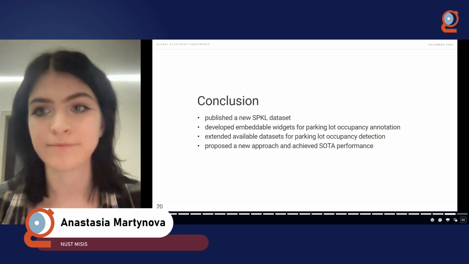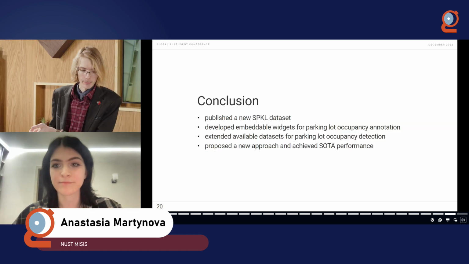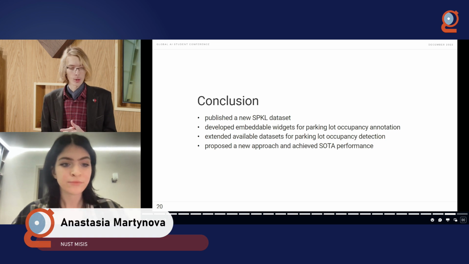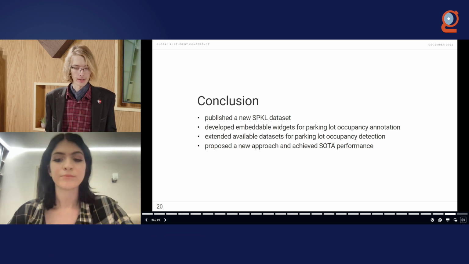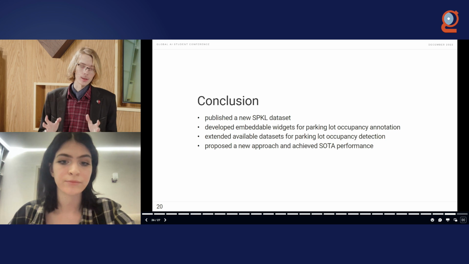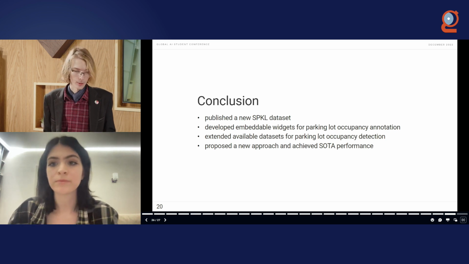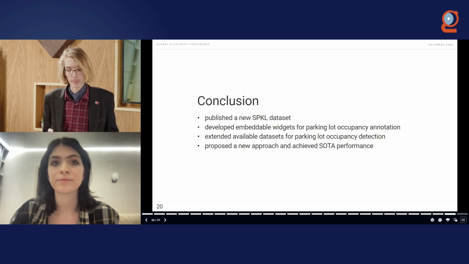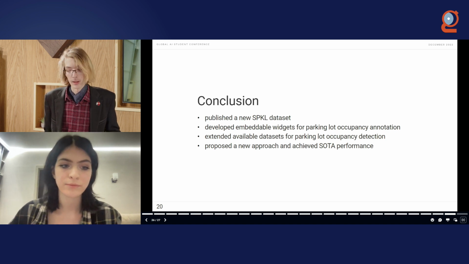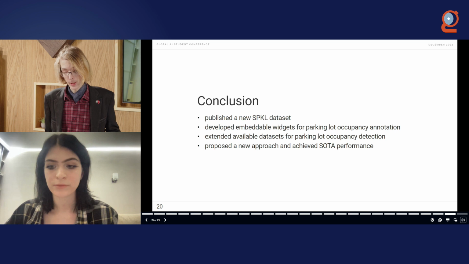So, several words in conclusion of our study. Our first contribution is a new SPKL dataset that can be used as a new benchmark for parking lot occupancy detection problem. The second one is embeddable widgets for parking lot occupancy annotation.